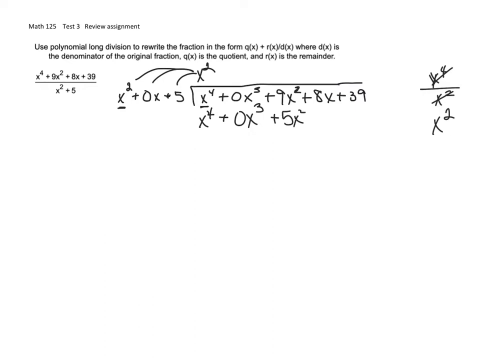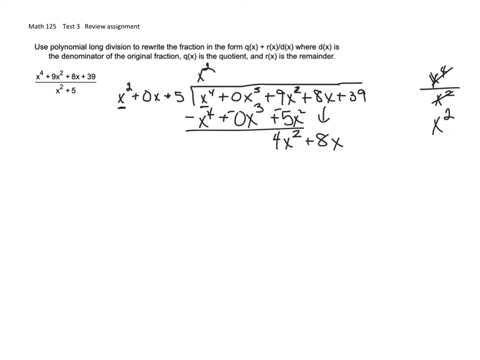Now it comes time to subtract. If we subtract, we are going to change the sign of every term and add. That's just a different way of looking at subtraction. You can define subtraction as plus a negative. So change every term and add. That gives us 0, 0, and then 9 plus negative 5 is 4. The x squared just comes down with it. So let's bring down 8x. It's time to start over.